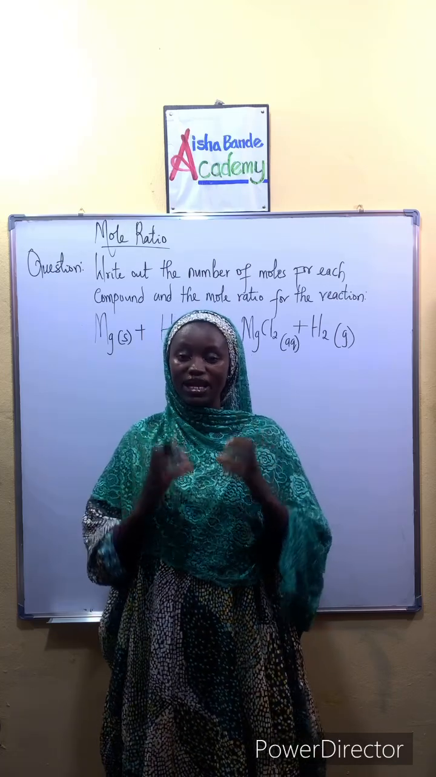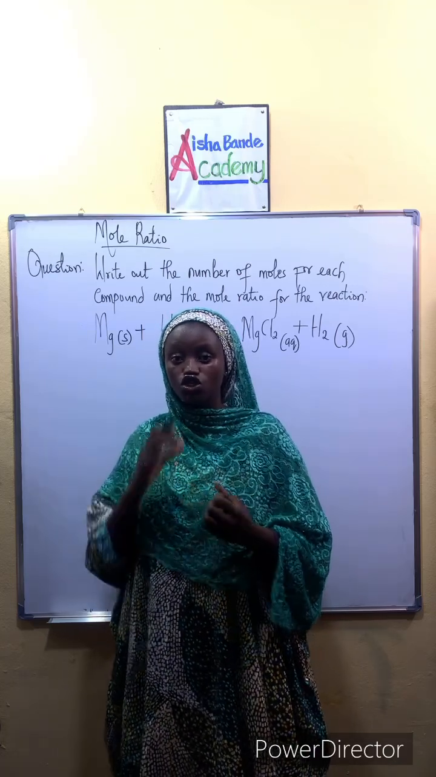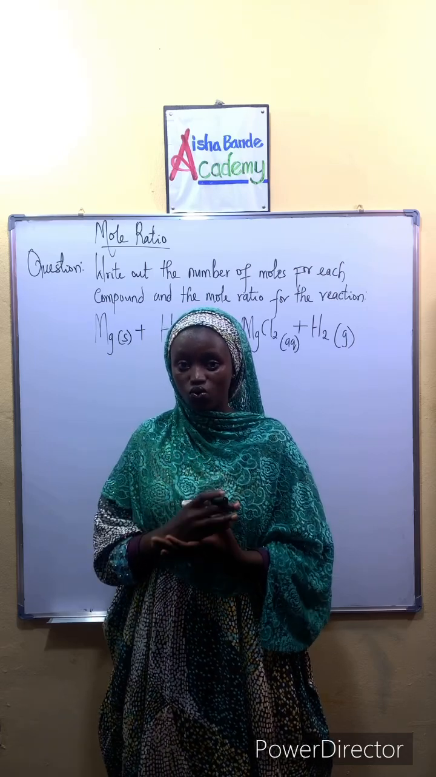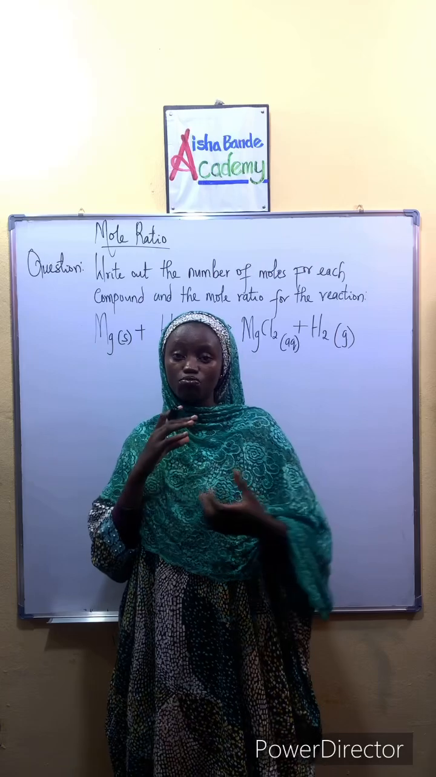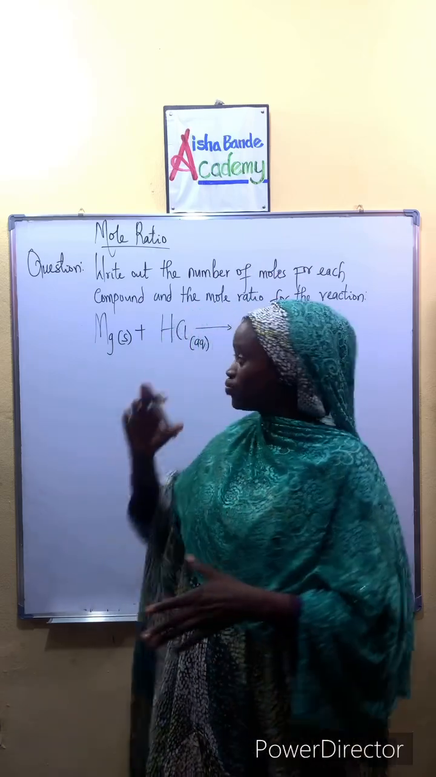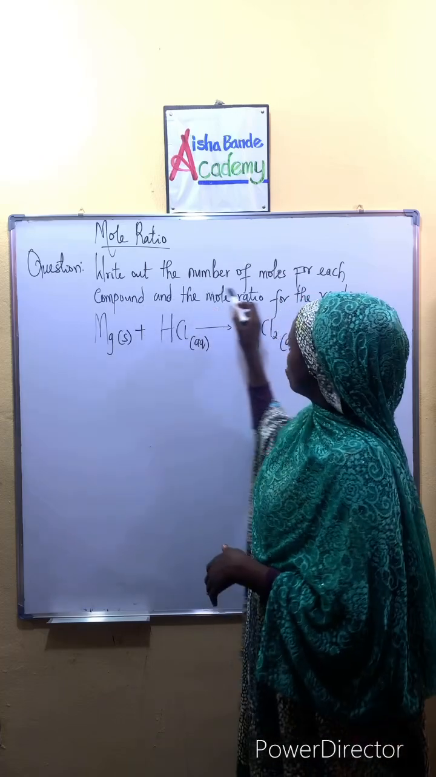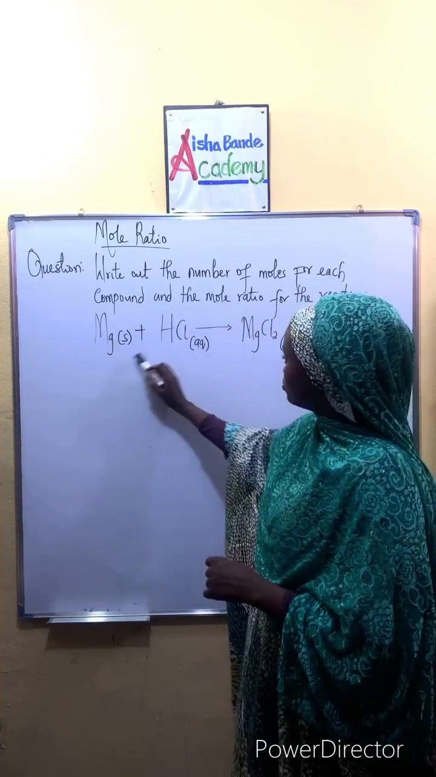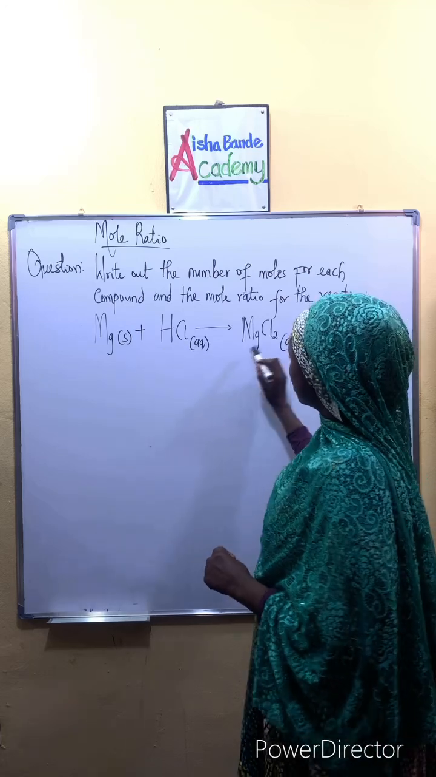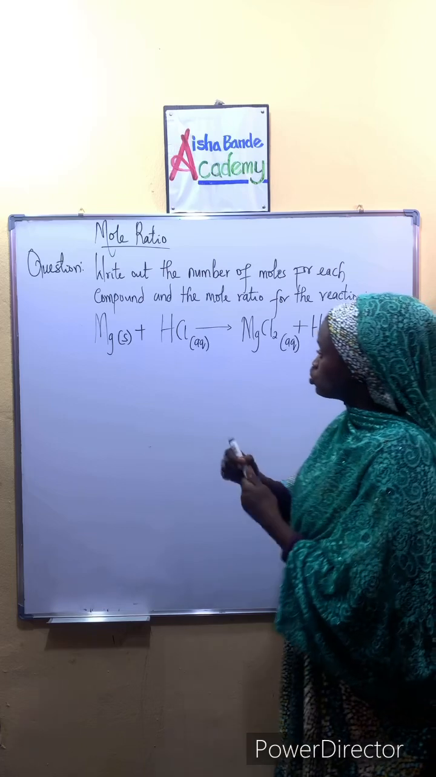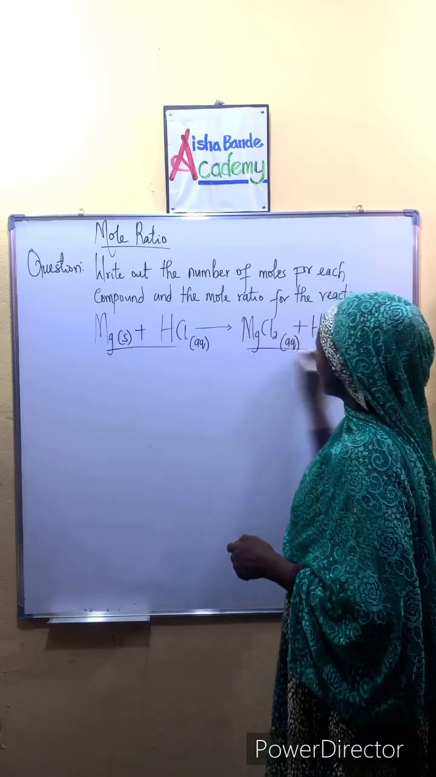So in a balanced chemical equation, the numerical coefficient represents the number of moles in that equation. That means it gives the number of reactants and also the number of products. Now this leads us to the question we have, which says, write out the number of moles for each compound and the mole ratio for the reaction Mg plus HCl, which produces MgCl2 plus H2. So we have the reactants here, and also these are the products.